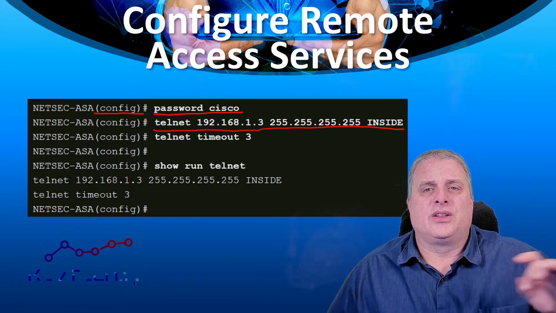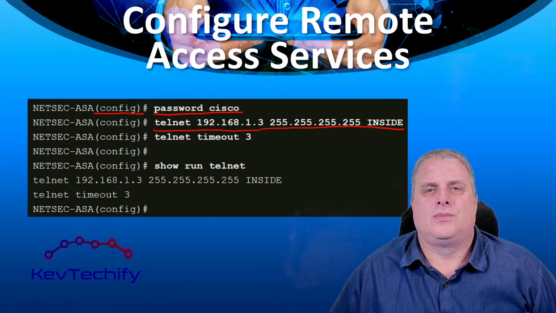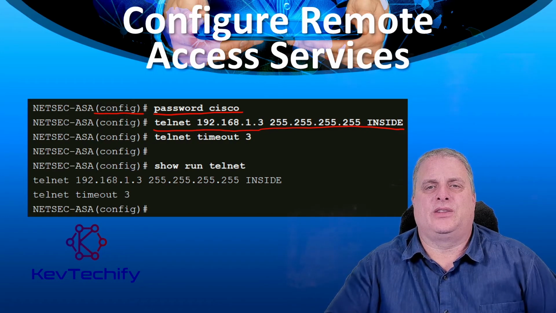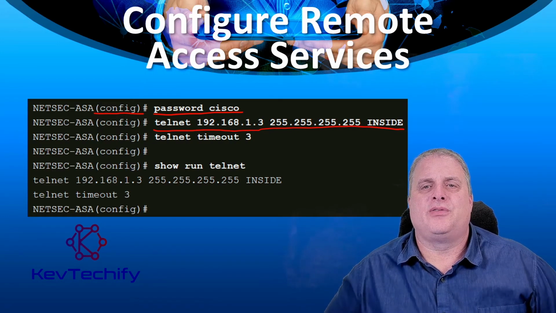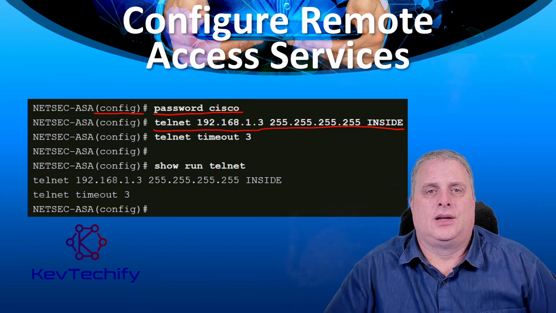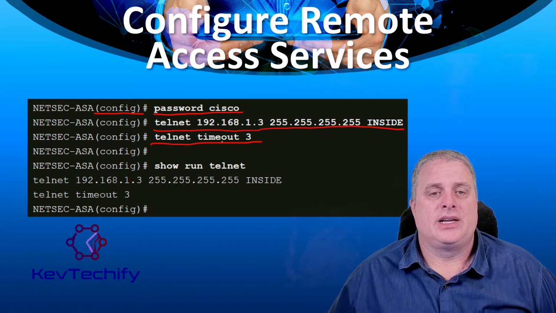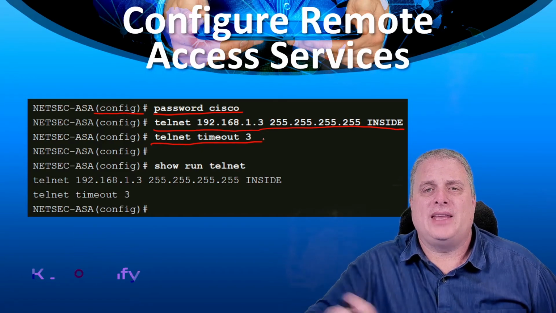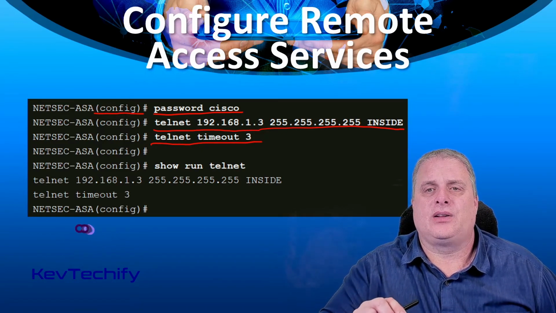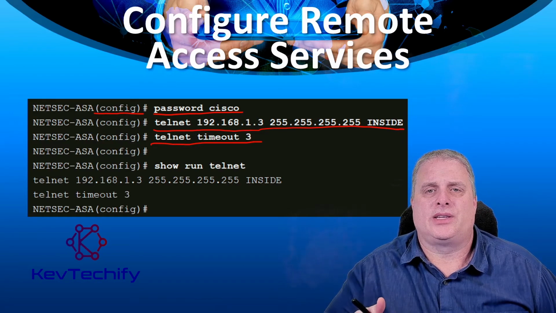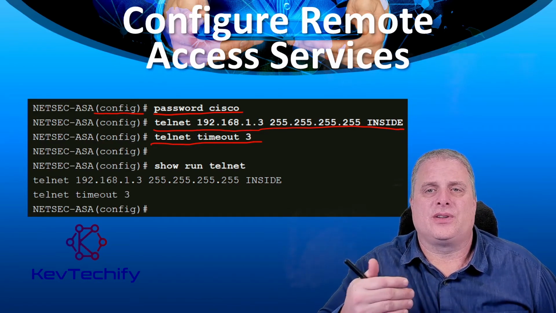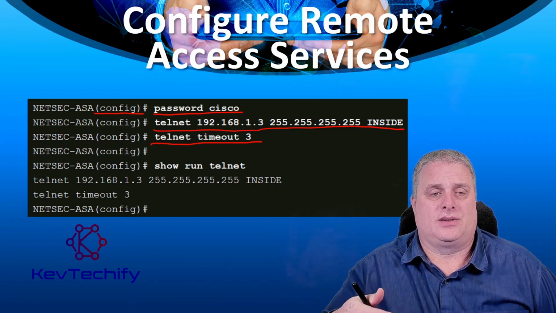And use the clear config to remove the telnet connection. Use the clear configure telnet command. Then we can go ahead and set a timeout for our telnet. So it's telnet timeout 3. By default, telnet sessions left idle for 5 minutes are closed by the ASA. The command alters the default exec timeout of 5 minutes.